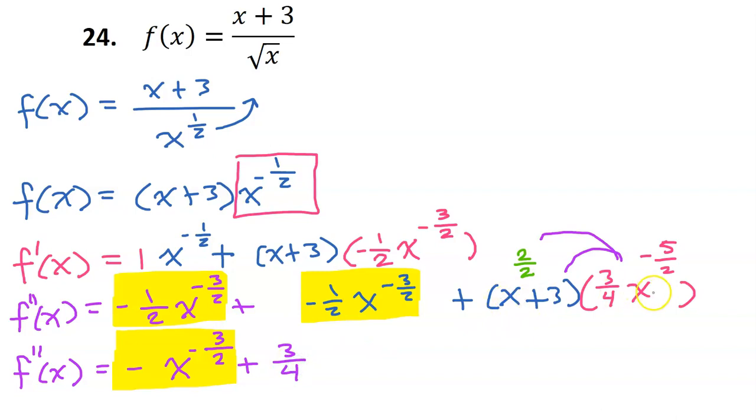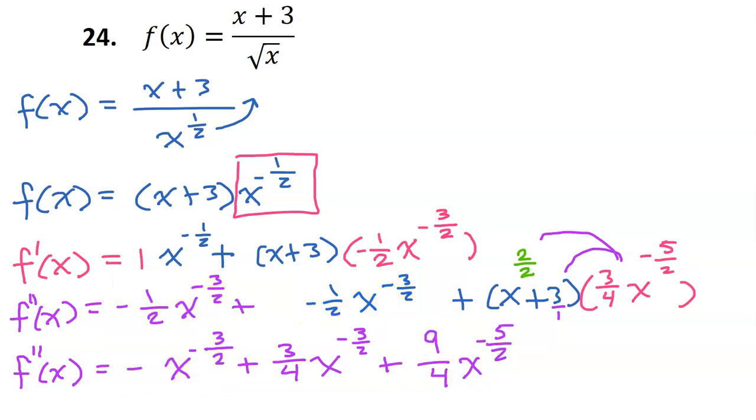When you multiply these variables, you add the exponents. So 2 over 2 plus -5/2 will be -3/2. So I have x to the -3/2 power. Now I am multiplying times the 3, and this is like having 3/1. So I'm just multiplying straight across, and I will have 9/4. So I have 9/4 times x to the -5/2 power.